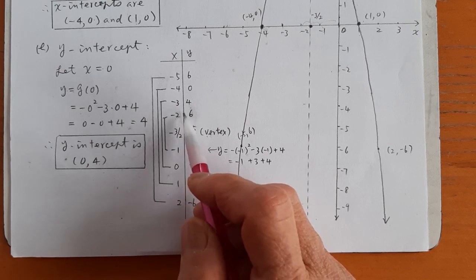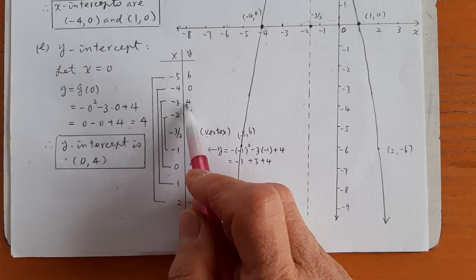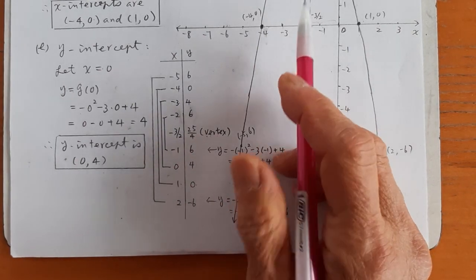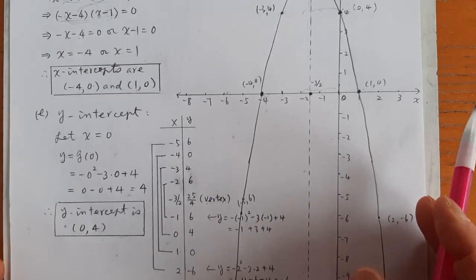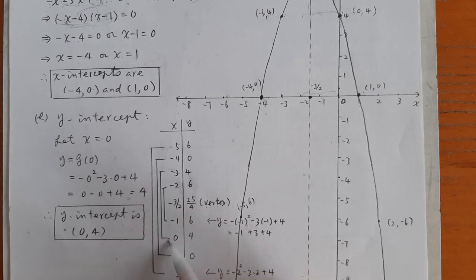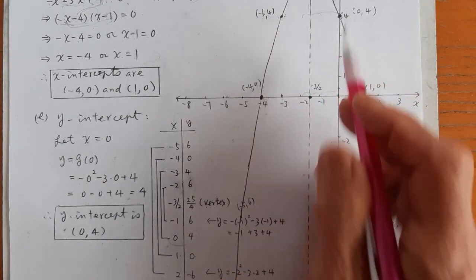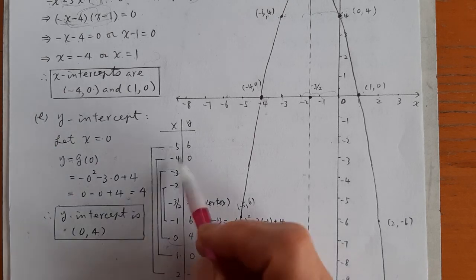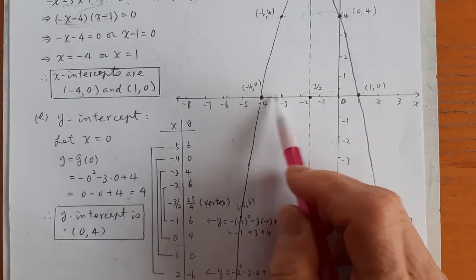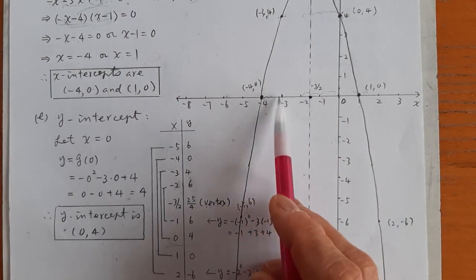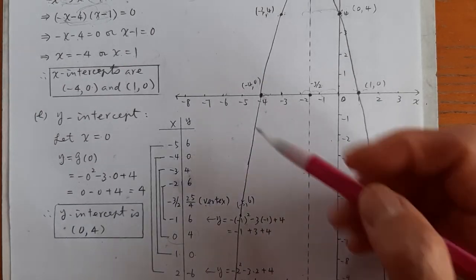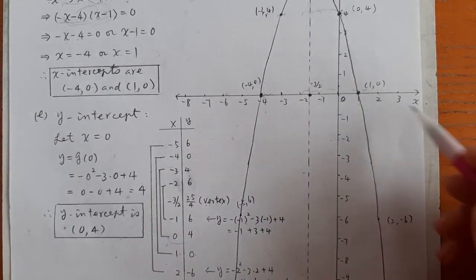And go -3, 4, symmetric with 1, 0. -3, 4, symmetric with 0, 4. The two are symmetric points. Another one is -4, 0, symmetric with 1, 0. The two are symmetric points. So far you have 1, 2, 3, 4, 5 points. Now you need 5 more points. More points is down here.